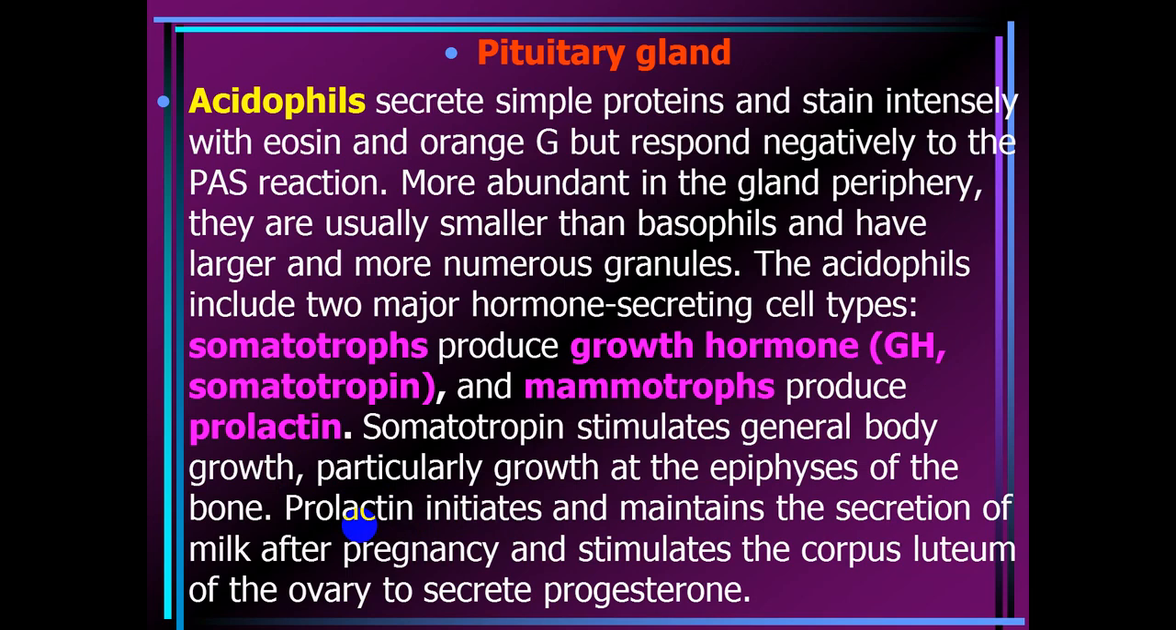initiates and maintains the secretion of milk after pregnancy. But without pregnancy, it stimulates the formation of the corpus luteum in the ovary after ovulation, and also stimulates the production of the hormone progesterone by the cells of this corpus luteum.